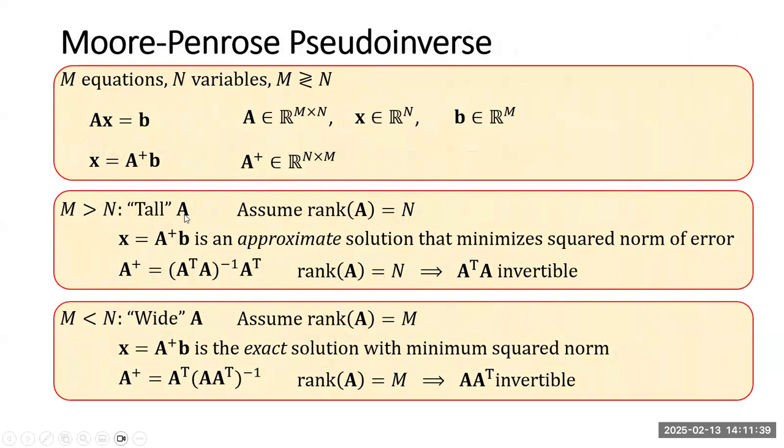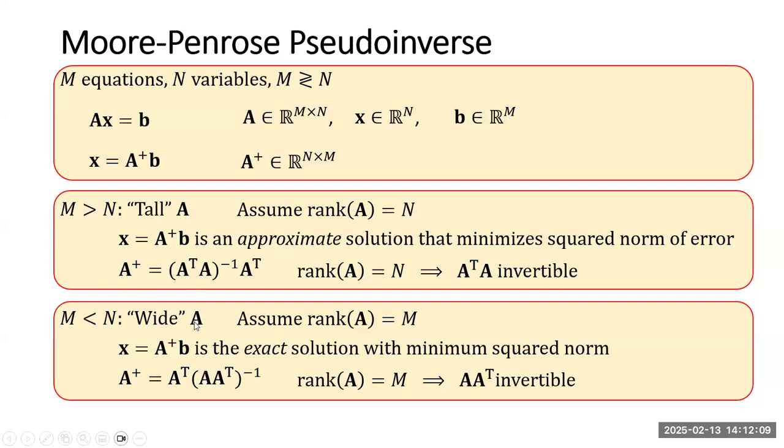When A is a tall matrix, we simply try to minimize the squared norm of the error, and so we get an approximate solution, x equals the pseudo-inverse of A times b. If you plug in this value of x, you'll see that it doesn't have to satisfy Ax = b.